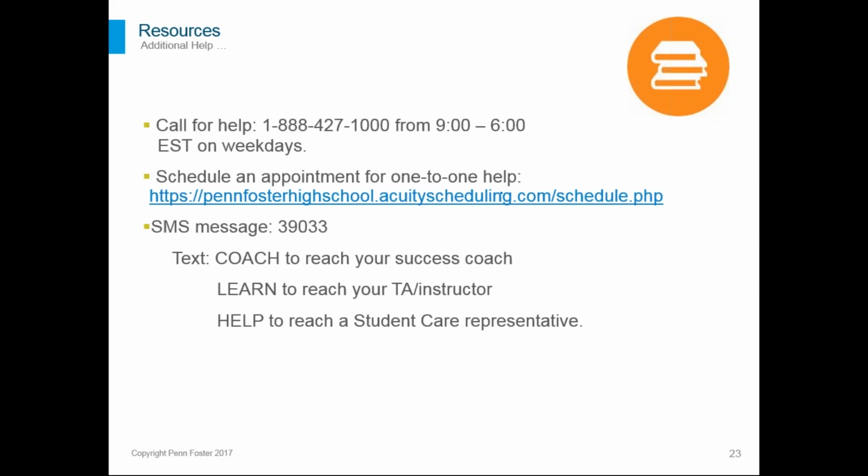Also, now a new service that we have launched is SMS messages. You can text message 39033, and if you need help with your lessons, not the payment, then you want to text the word learn, and that will get one of the instructors to look at your questions. And I cannot claim it's going to be an instant response from the instructor, but we will get to you very shortly on your question.